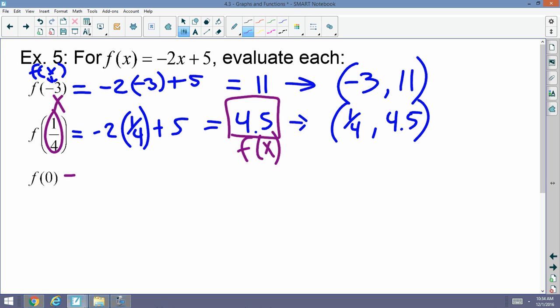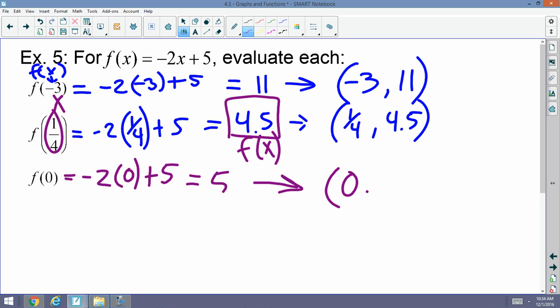What am I replacing the x with here? So what am I going to replace every x in the function with? So I got negative 2 times 0 plus 5. So that equals 5. What's my ordered pair? When x is 0, y is 5.